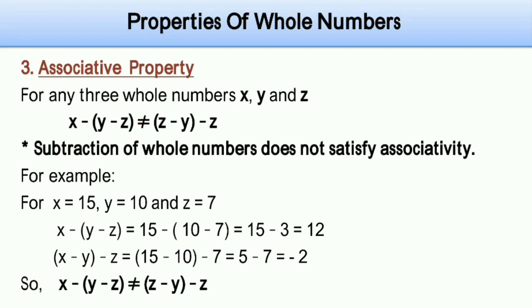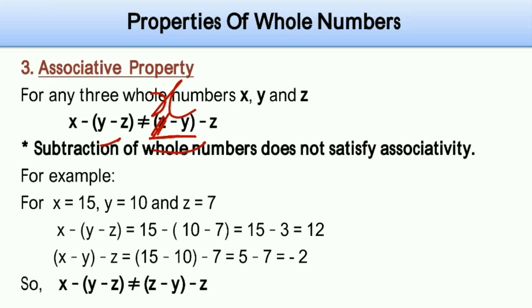If we change the grouping here, x, y, z are in the subtraction, but the grouping is changed. Here y and z are in one group, and here x and y are in one group. So the result will not be the same if we change the grouping of the numbers. Earlier these two numbers were in one group, now these two numbers are in one group, then the answer will not be the same.